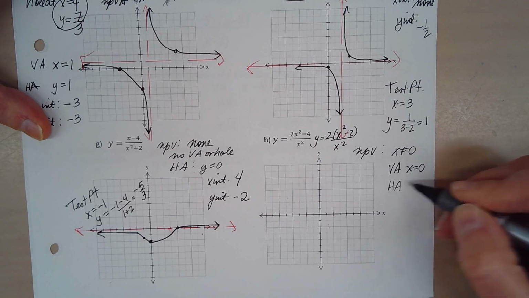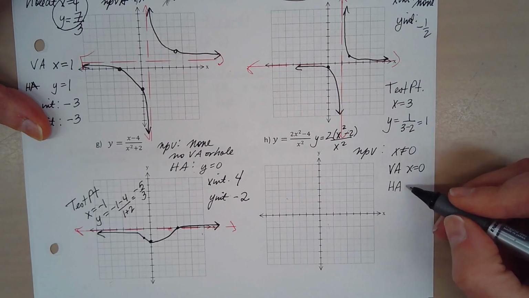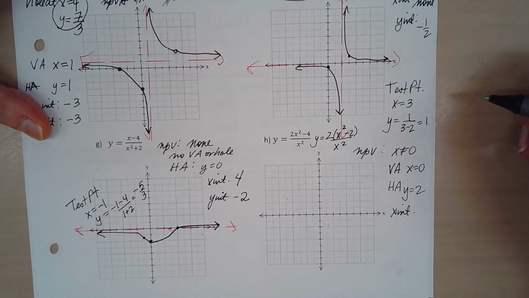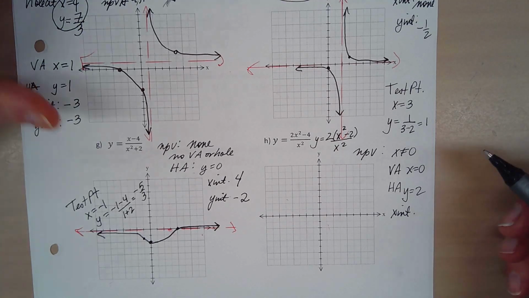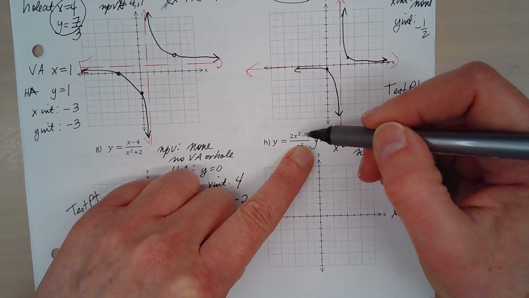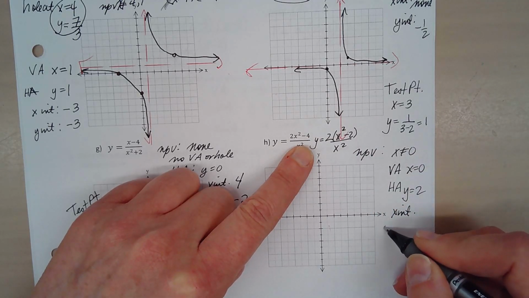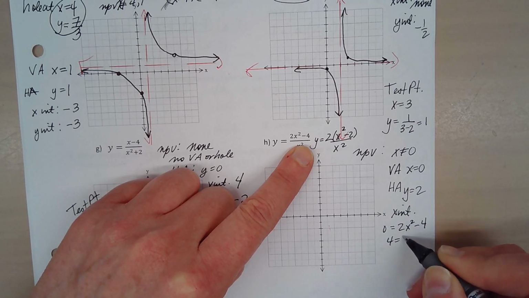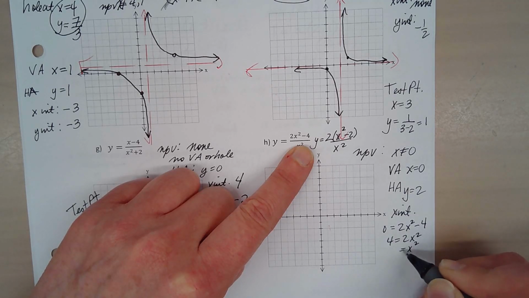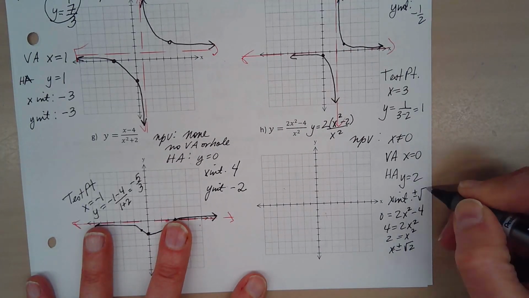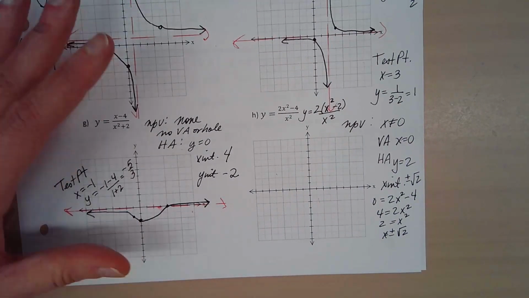All right, is there a horizontal asymptote? Someone shout out. Y equals 2. Okay, how about an x-intercept? Okay, so the bottom disappears. I guess I could do here. So I set this equal to 0, right? So 0 equals 2x squared minus 4. 4 equals 2x squared. X squared equals 2. So x equals positive or negative root 2. Okay, so that's my x-intercept, positive or negative root 2. Not nice, but it's a number.